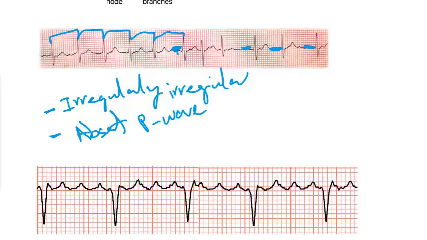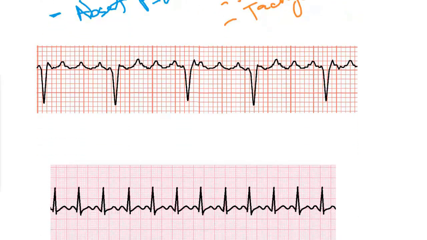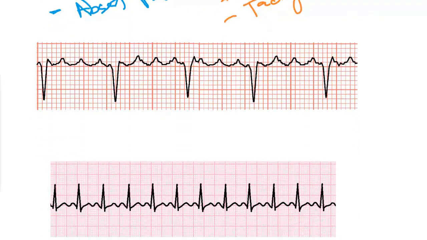And what are the clinical presentations of patients with atrial fibrillation? These patients will have palpitations, tachycardia, lightheadedness, and decreased exercise tolerance. Next, what kind of pattern do you see in this EKG?